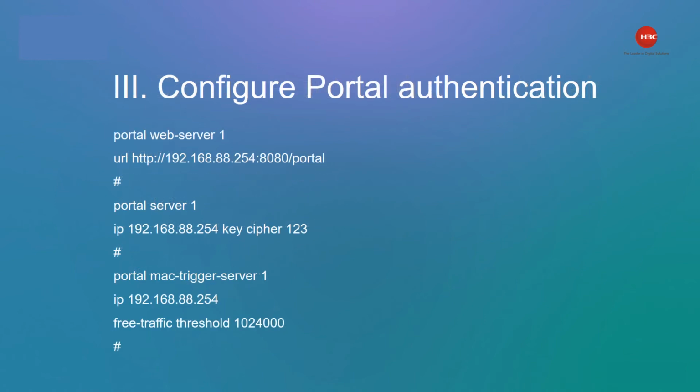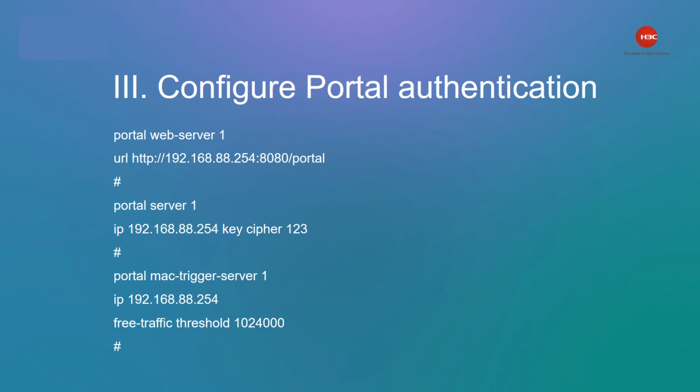Next, we enter the portal authentication part. Be sure to set the URL of the portal web server first. Here we are just for example, you must make relevant configurations according to the on-site networking.